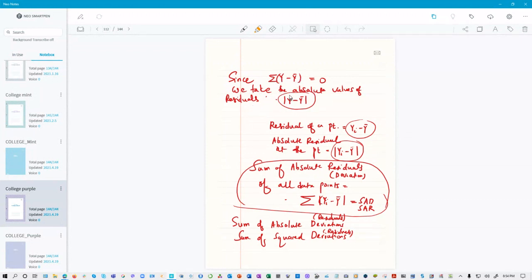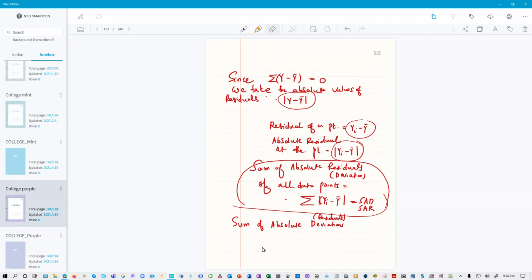We take the absolute values of residuals. The residual of a point is y i minus y bar, and the absolute residual at that point is its absolute value. First take the residual or deviation, then take the absolute value, then sum them up for all the points. That's why we call it the sum of absolute deviations or sum of absolute residuals, SAD. There's another one, squared; we're going to talk about that one later.